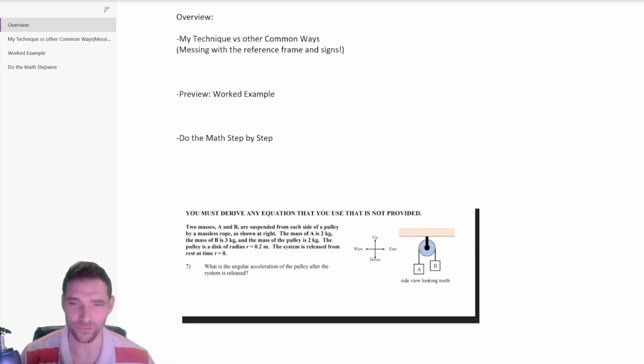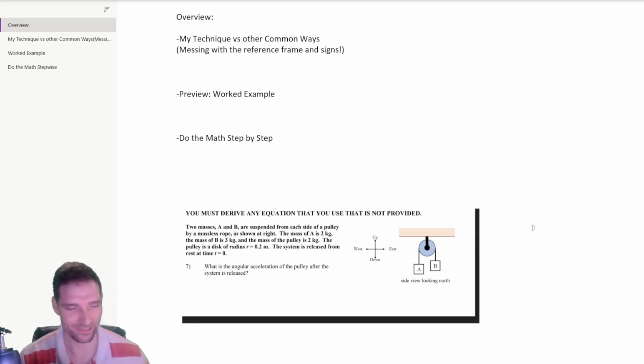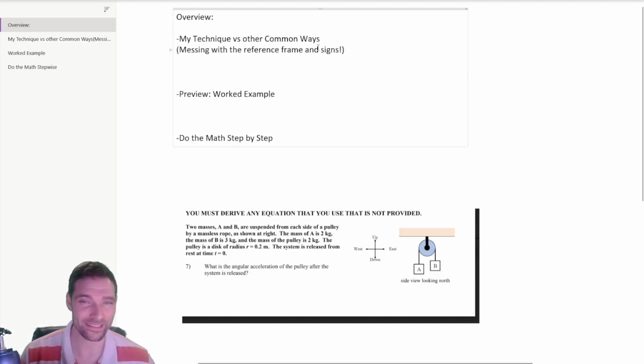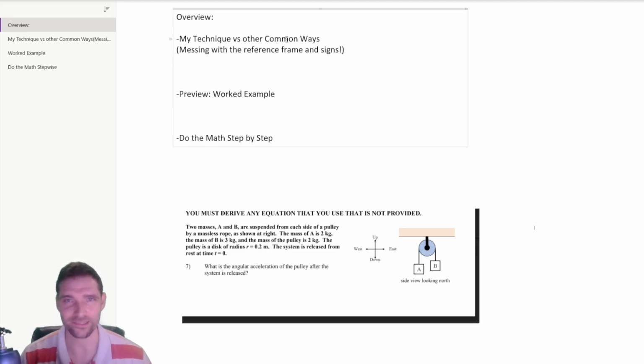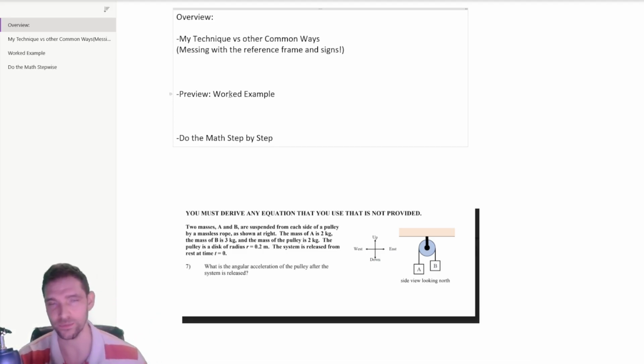Today we're going to be going over a very difficult physics problem around rotational inertia, forces, and torque. It is a doozy. We're going to be talking about my technique, which really relies a lot on reference frames and signs versus the other common ways people usually do these problems with some kind of shortcuts or assumptions. And then we'll do a preview of this problem worked out so you can see the general idea, and then actually go through it step by step doing the math and talking through each step throughout.